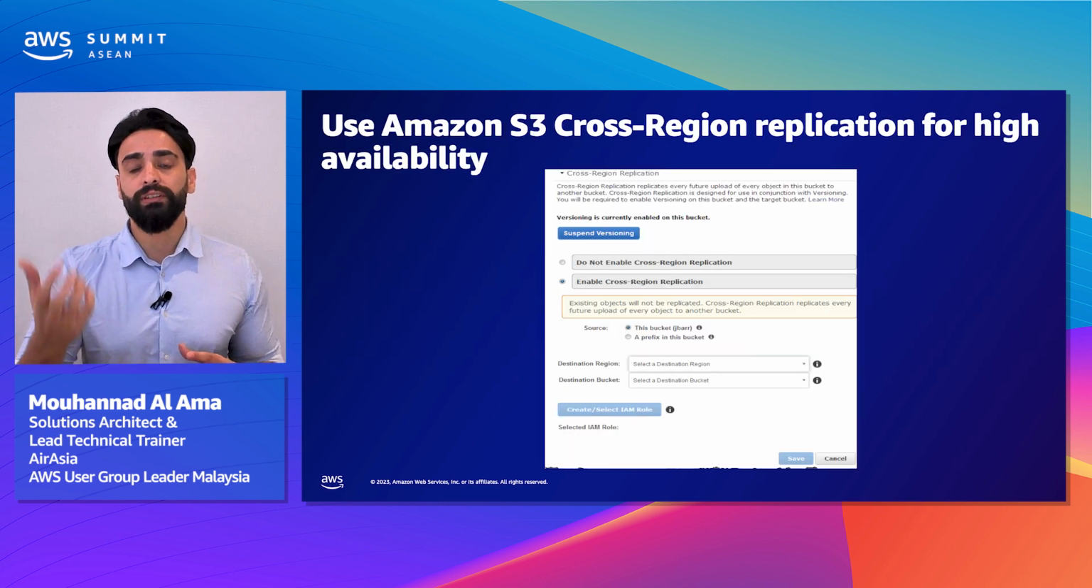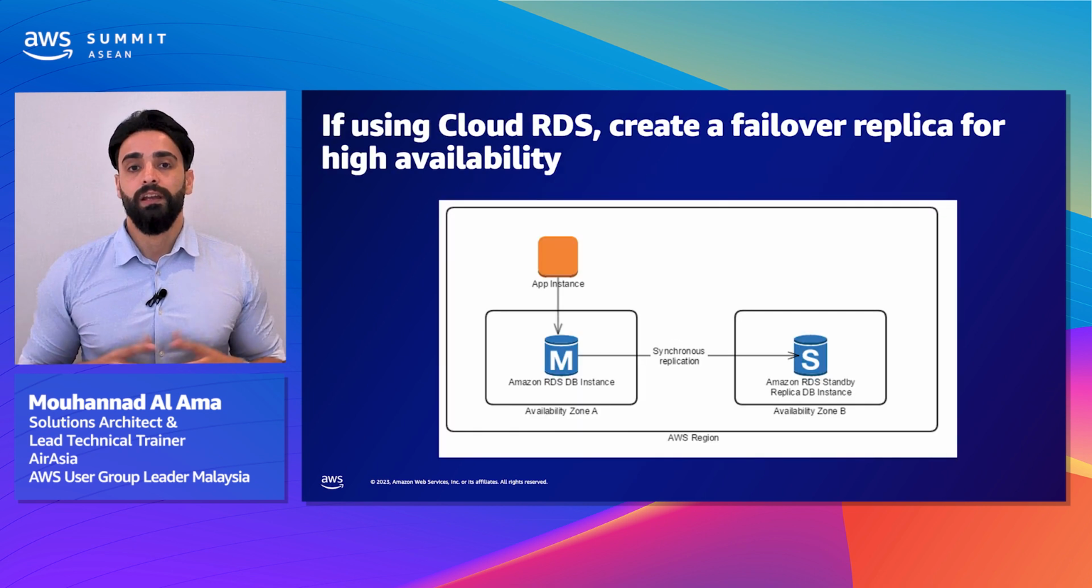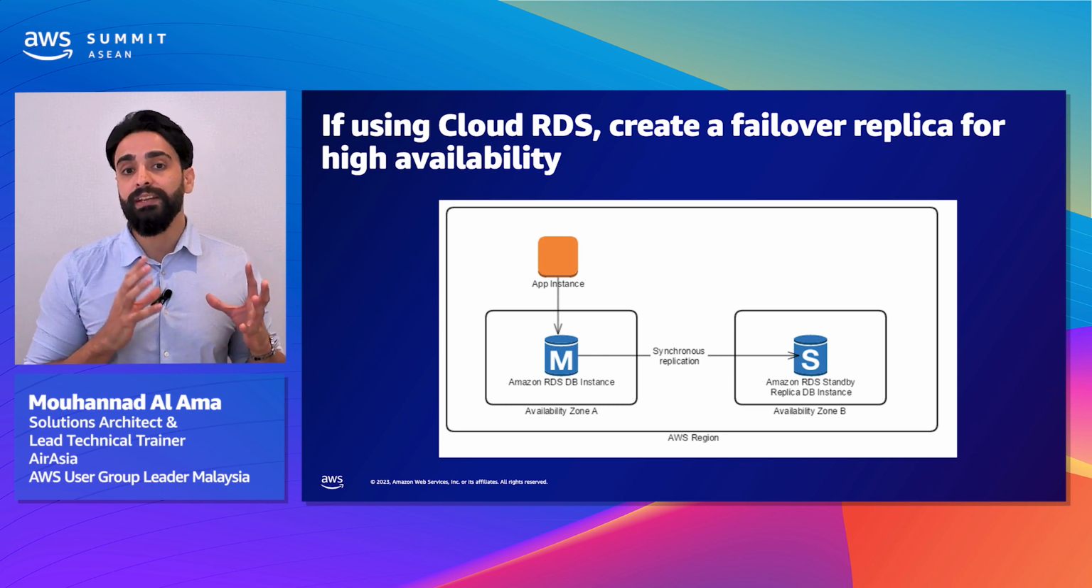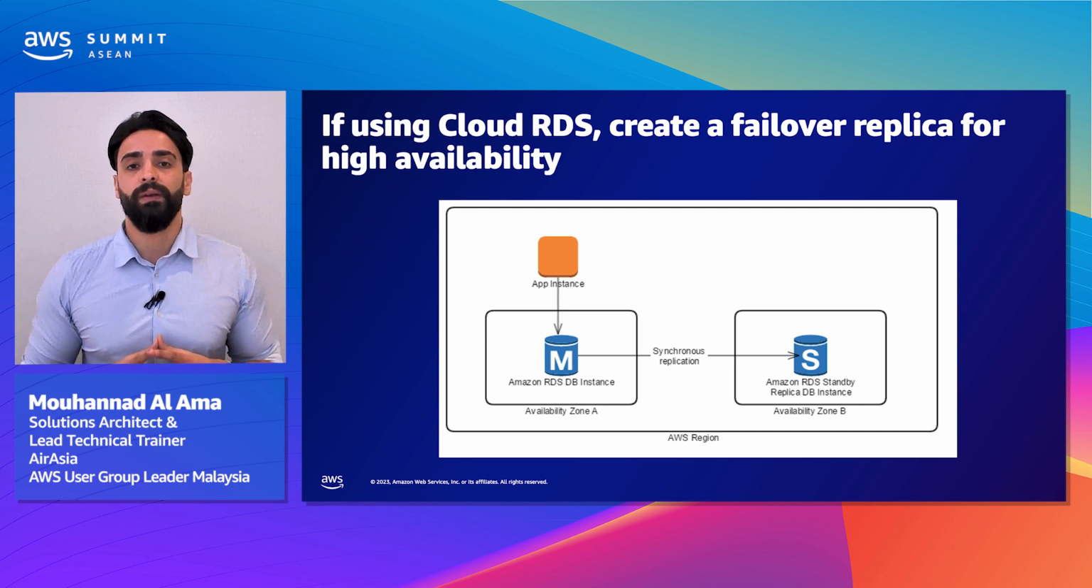For objects stored in S3, you can use cross-region replication to replicate your objects across multiple regions and get higher availability. If you are using Amazon RDS, you can use multi-AZ deployment where a replica will be created in another zone in the same region as your database. If the primary instance is unavailable, it will automatically switch to the failover instance. Just keep in mind that using multi-AZ deployment can double the cost of your database.